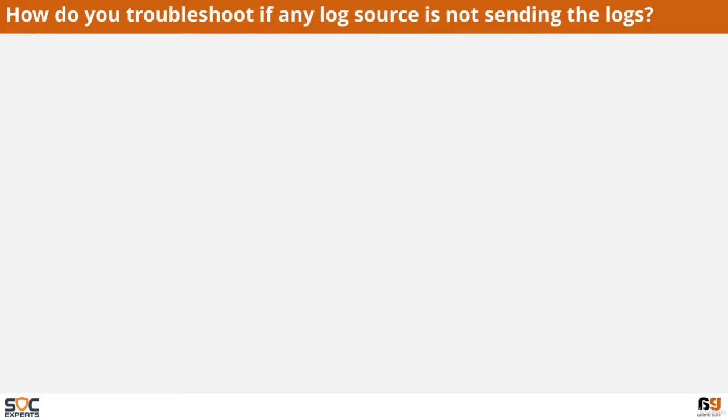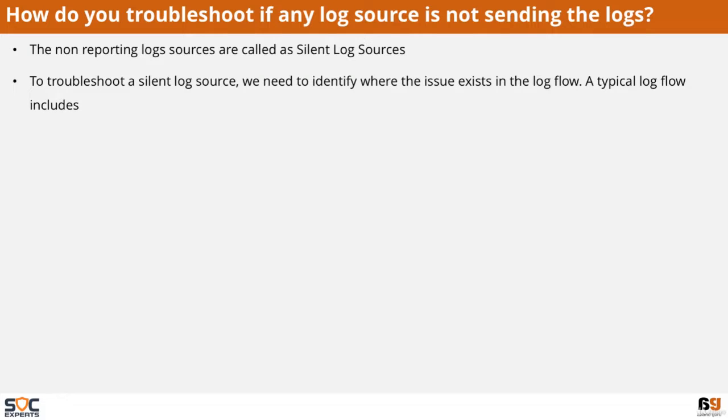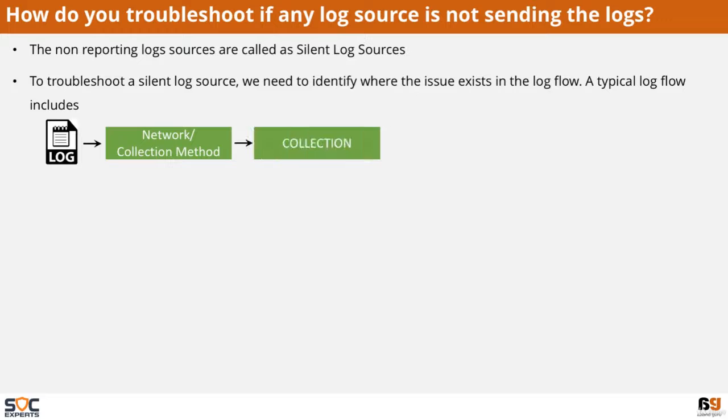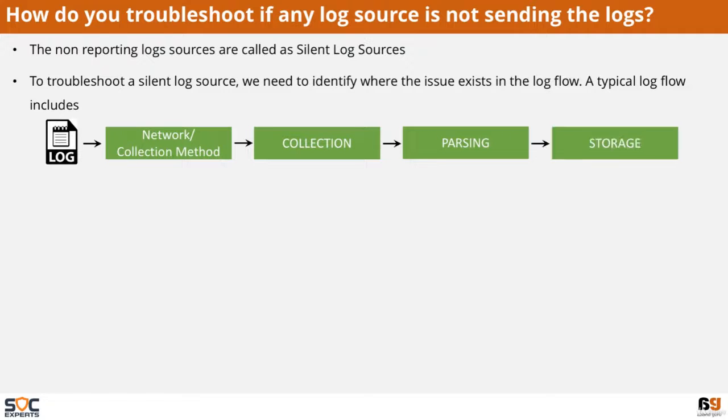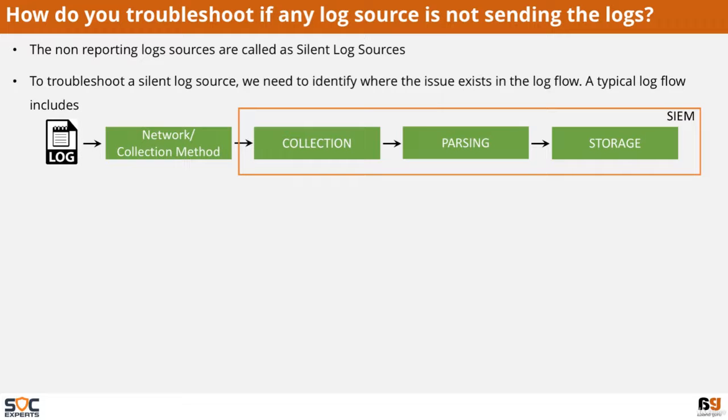How do you troubleshoot if any log source is not sending the logs? The non-reporting log sources are also called silent log sources. In order to troubleshoot a silent log source, we need to identify where the issue exists in the log flow. A typical log flow includes the log source, the network, and obviously some associated collection method, then the collection, parsing, and storage. Collection, parsing, and storage happen in SIM.